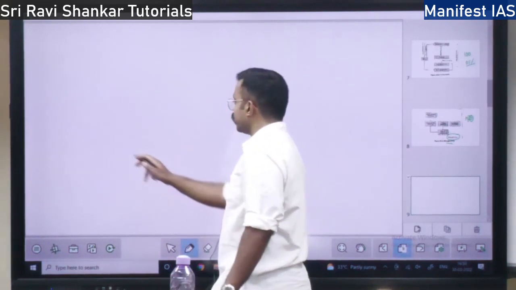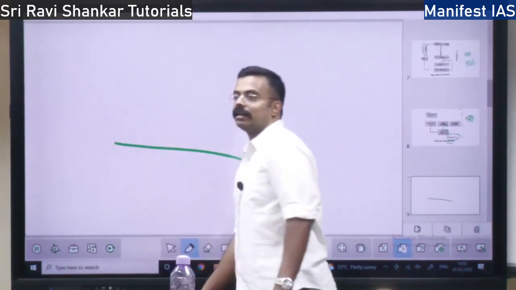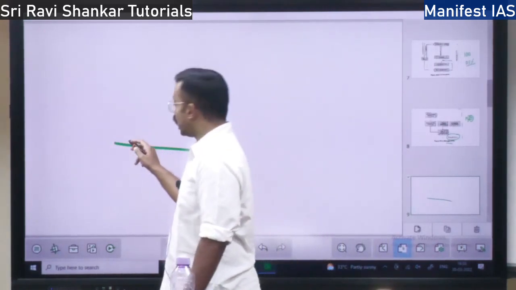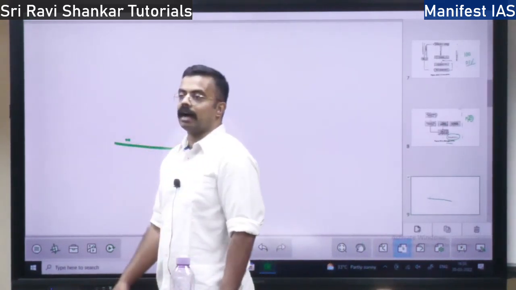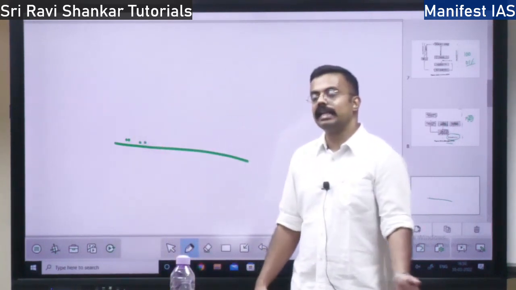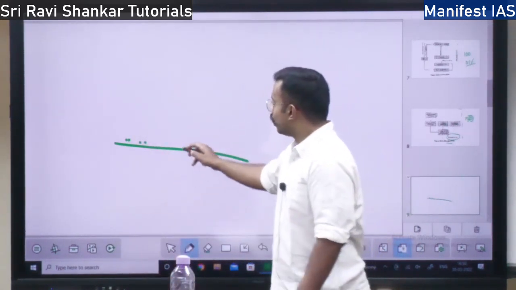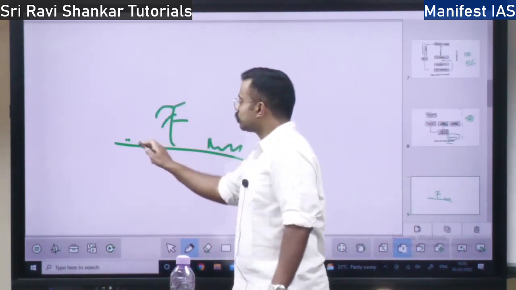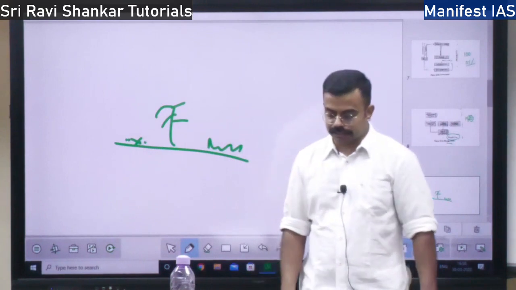See, first there will be some barren land. Nothing will be there. Later, some animals and plants will come and occupy the area. This is called primary succession. Barren area, some plants and animals come and occupy. So this is called the primary succession.